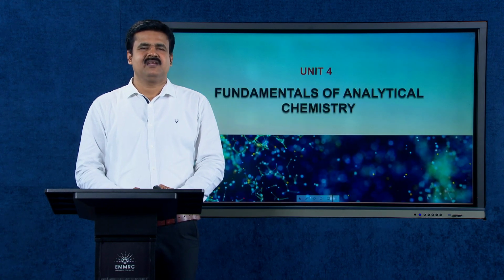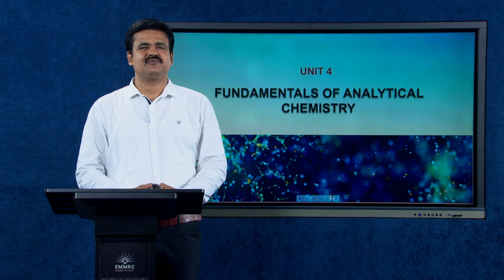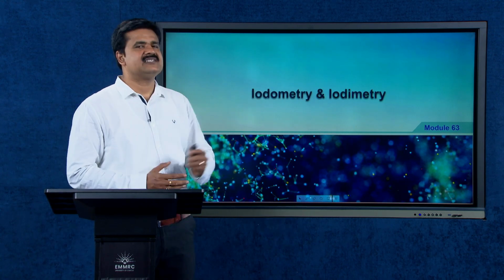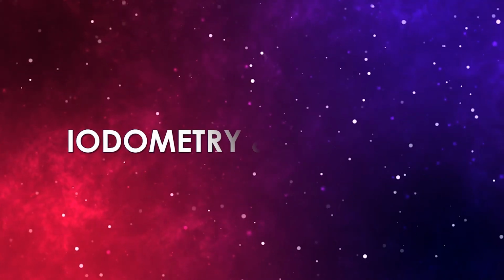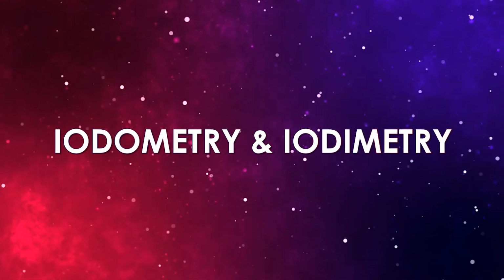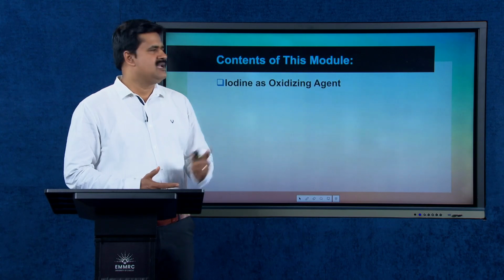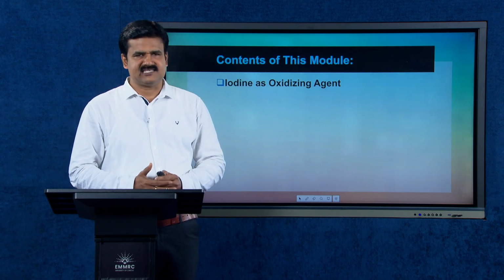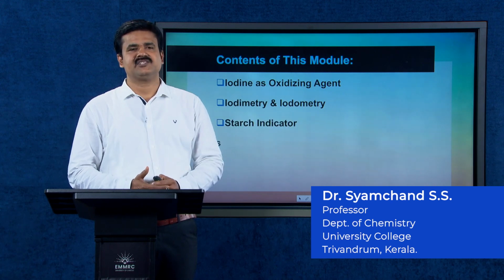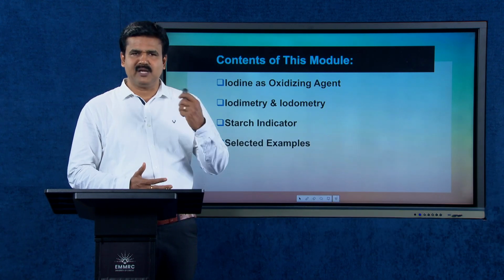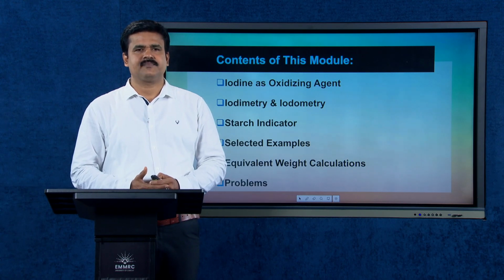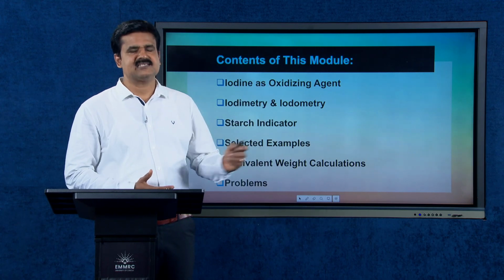Welcome dear learners. We are continuing Unit 4, Fundamentals of Analytical Chemistry. In the present module, we are discussing iodometry and iodimetry. The contents of this module are iodine as an oxidizing agent, iodimetry and iodometry, starch indicator, selected examples belonging to iodimetry and iodometry, equivalent weight calculations and problems based on these concepts.